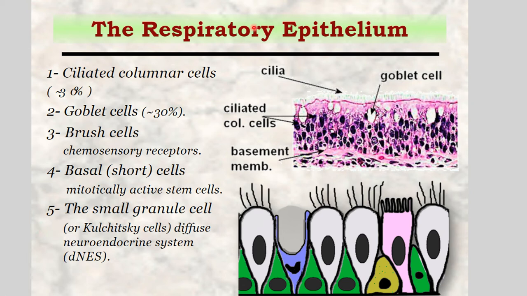So the respiratory epithelium is made up of pseudo-stratified ciliated columnar epithelium. It consists of 5 types of cells: the ciliated columnar cells, the brush cells, the basal short cells, the small granule Kulchitsky cells, and the goblet cells. This constitutes the respiratory epithelium, which will line the conducting part of the respiratory system.